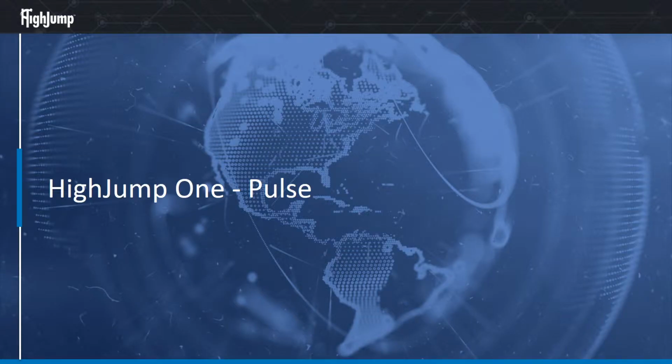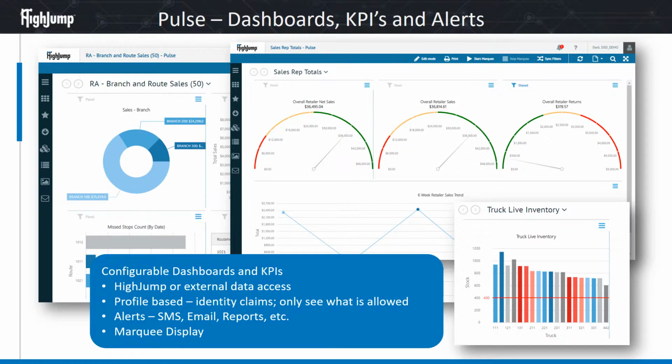The next area that we go into is called Pulse. And this is where we get into our graphical dashboards and analytics. And in here, we're going to go through and look at a few different things. So to start off with, here's a couple of examples of our graphical dashboards. And you can see on the left-hand side, we're talking about route sales. Over on the right-hand side, we've got a nice speedometer showing different individual sales reps and what they've been doing for net sales, retailer sales, and returns. This is all configurable and conditional on what you want to look at.